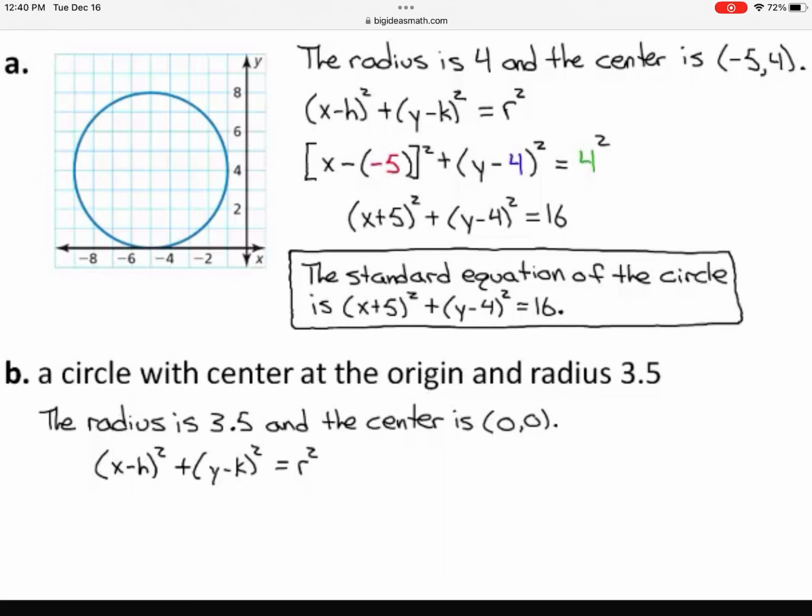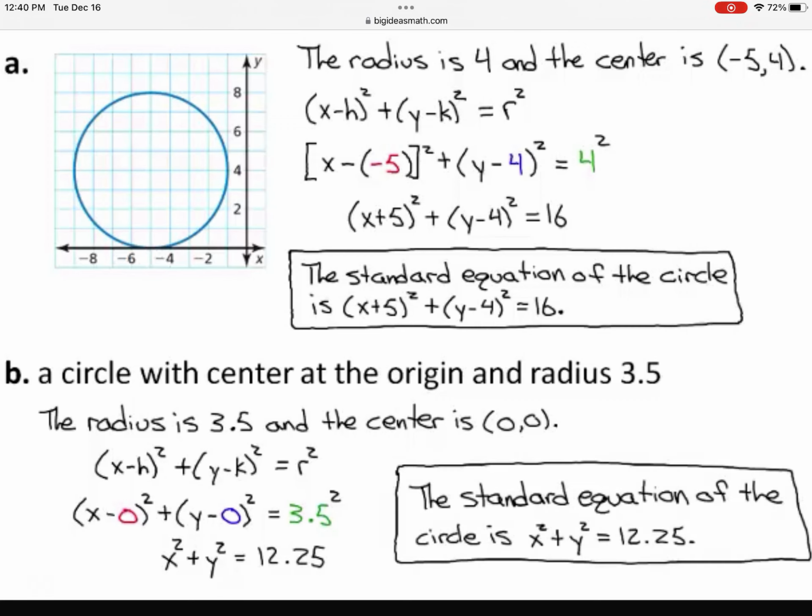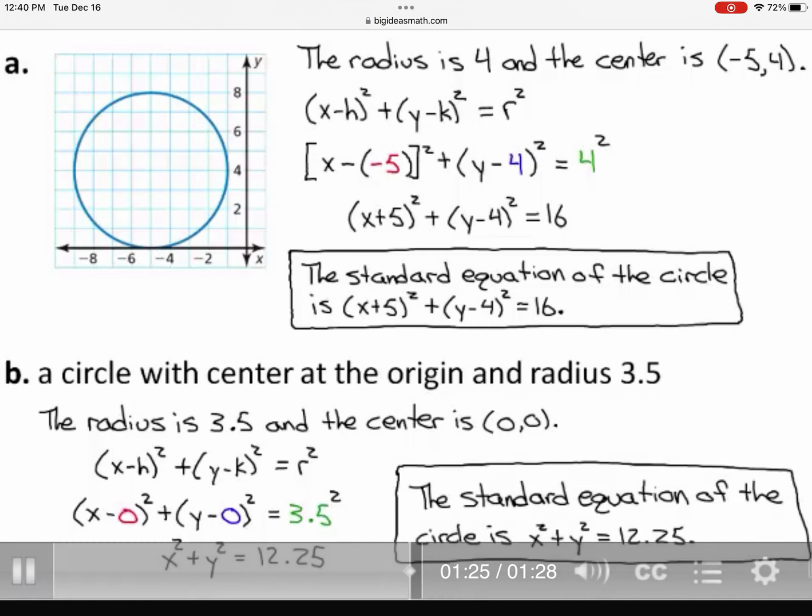Substituting these values into the equation gives the quantity x minus 0 squared plus the quantity y minus 0 squared equals 3 and 5/10 squared, which simplifies to x squared plus y squared equals 12 and 25/100. So the standard equation of the circle is x squared plus y squared equals 12 and 25/100.